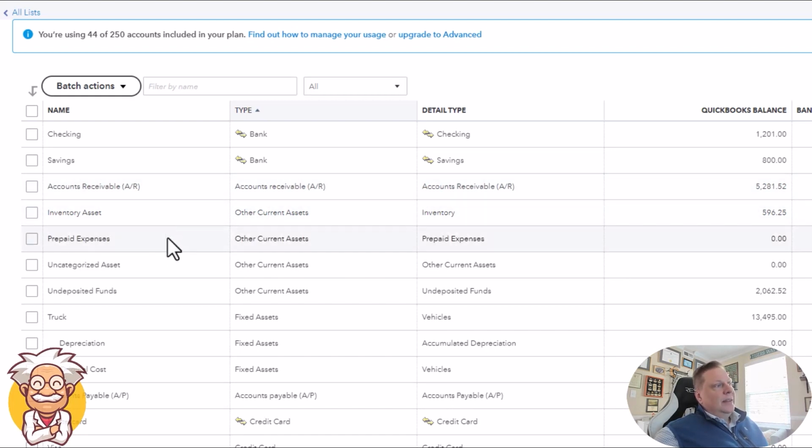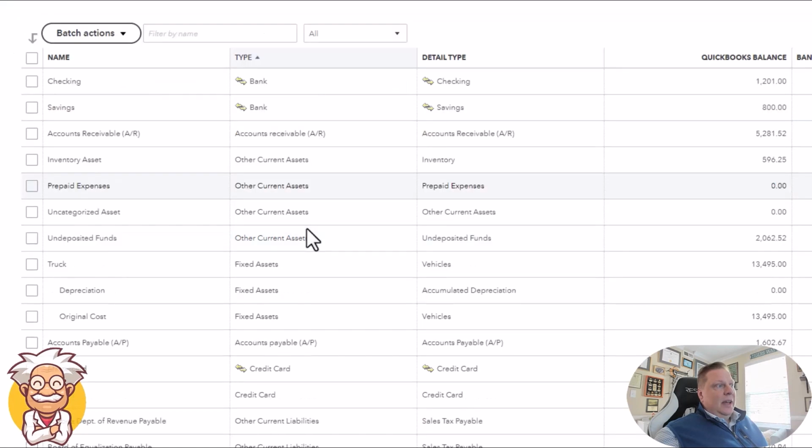Those will show up down here under other current assets. Now, notice here that it has a type of accounts receivable and a detailed type. Understand this is an account that QuickBooks generates. It's part of the accounts receivable ledger, which is its own module in QuickBooks Online. You can't eliminate this account. It'll always be there even if you don't use it. But it's good because in reality it's its own separate database, and we want that to happen that way.